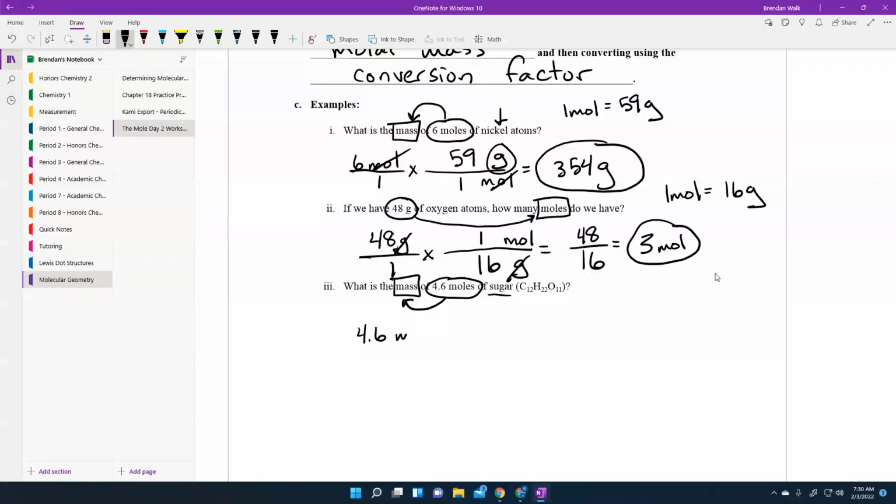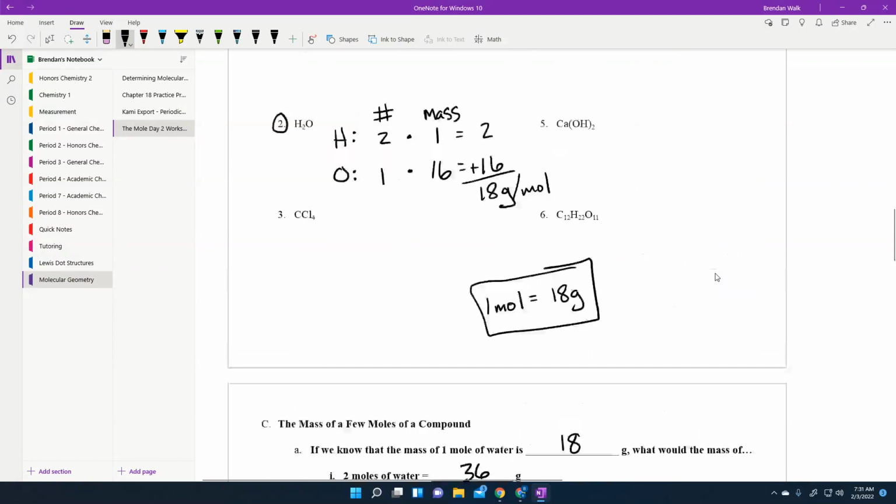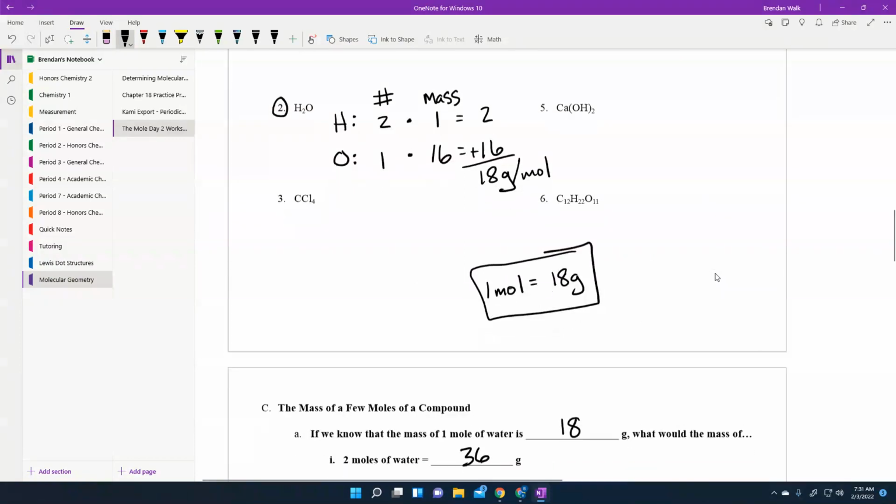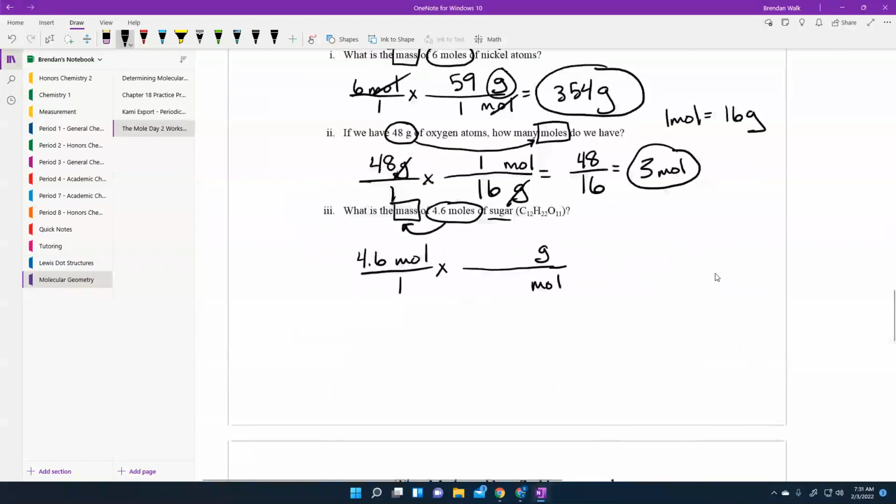So 4.6 moles over 1. And then we multiply. Moles to the bottom. Our mass should be on top, so grams. But now we need to figure out the molar mass. I can't just look at the periodic table and figure it out right away. I have to do the molar mass problem like we had done up here. Theoretically, everybody should have this one done already. I don't. So I'm going to do it down here kind of as like a little side problem.